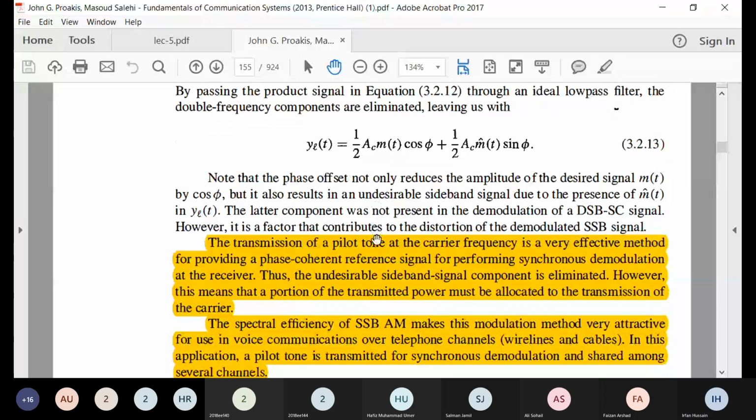But to get this phase coherent reference signal, one thing you can do is send a pilot signal. A pilot signal is a signal of the same frequency as the carrier frequency of your AM signal, but its power is small. That is why it is called a pilot tone. But still, even if it is of small power, you still have to allocate some of your power to this pilot carrier or pilot tone.